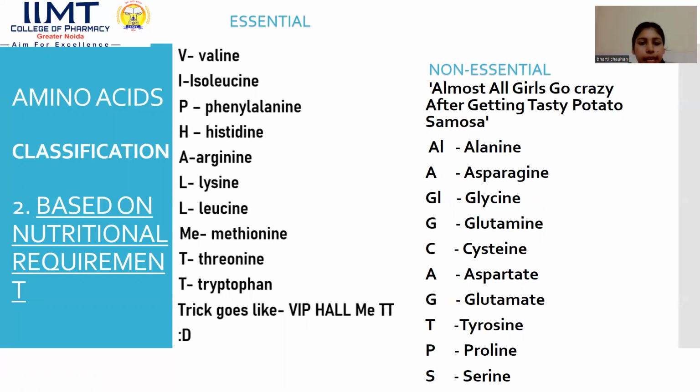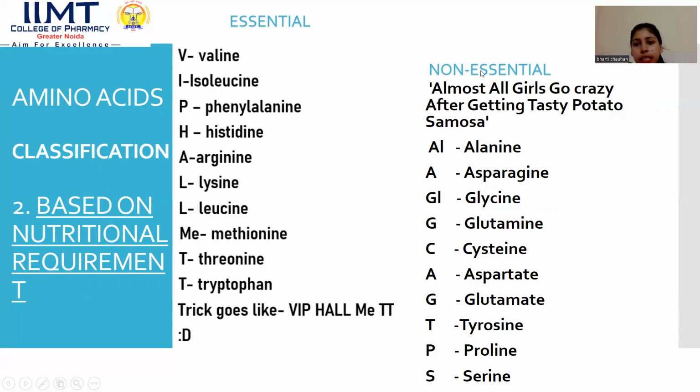There are basically 10 essential and non-essential amino acids. If we talk about the essential, there is a trick, which goes like VIP, call me PT. So the amino acids will be valine, isoleucine, phenylalanine, histidine, arginine, lysine, leucine, and methionine, and PT is threonine and tryptophan. This will be easy to learn.